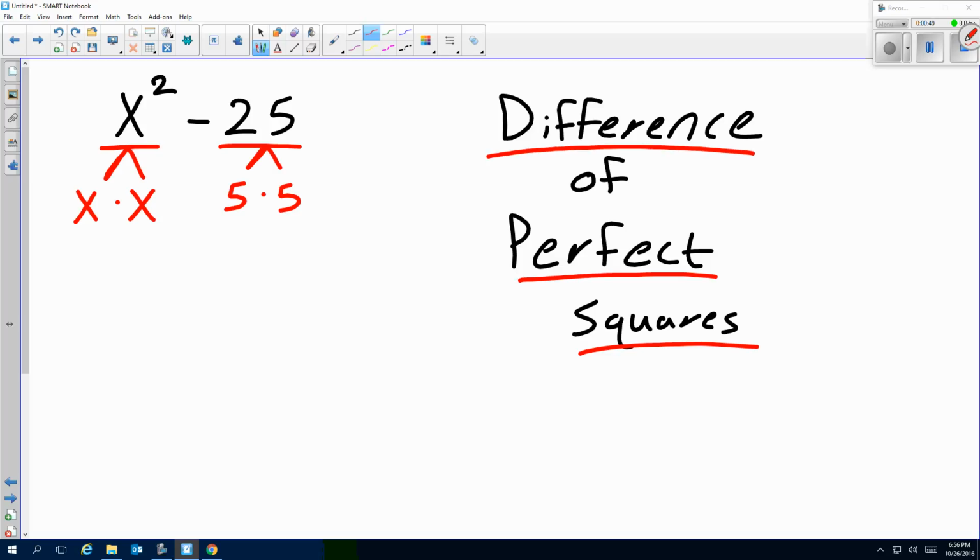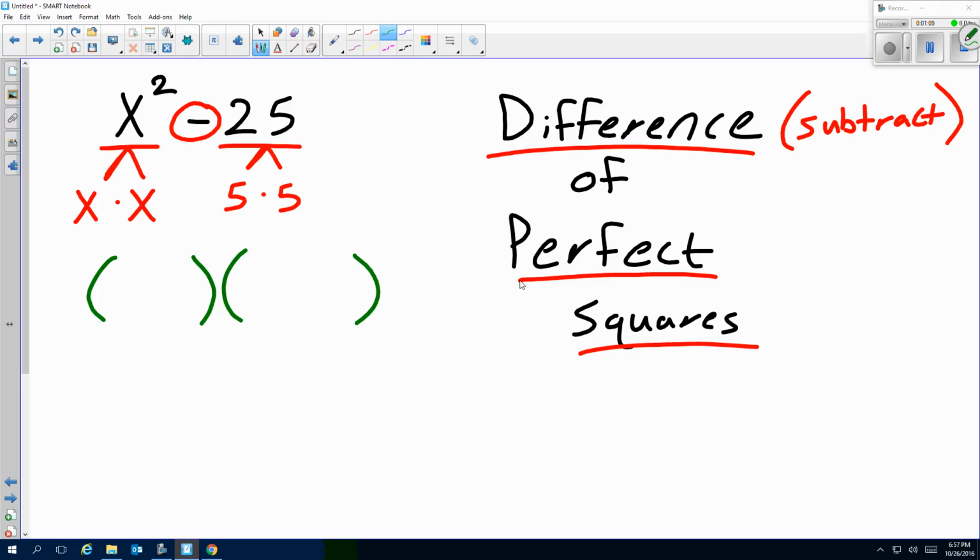And we all know the word difference in a math class is just a fancy way of saying subtract, doesn't it? Funny how that's a subtraction sign. So the difference of perfect squares factors out like this. We know it's going to be two binomials. And we know x times x is going to give me x squared, and I know 5 times 5 is going to give me negative 25, but, well, it's a negative 25. So that means one of these 5's has to be positive, and one of these 5's has to be negative.